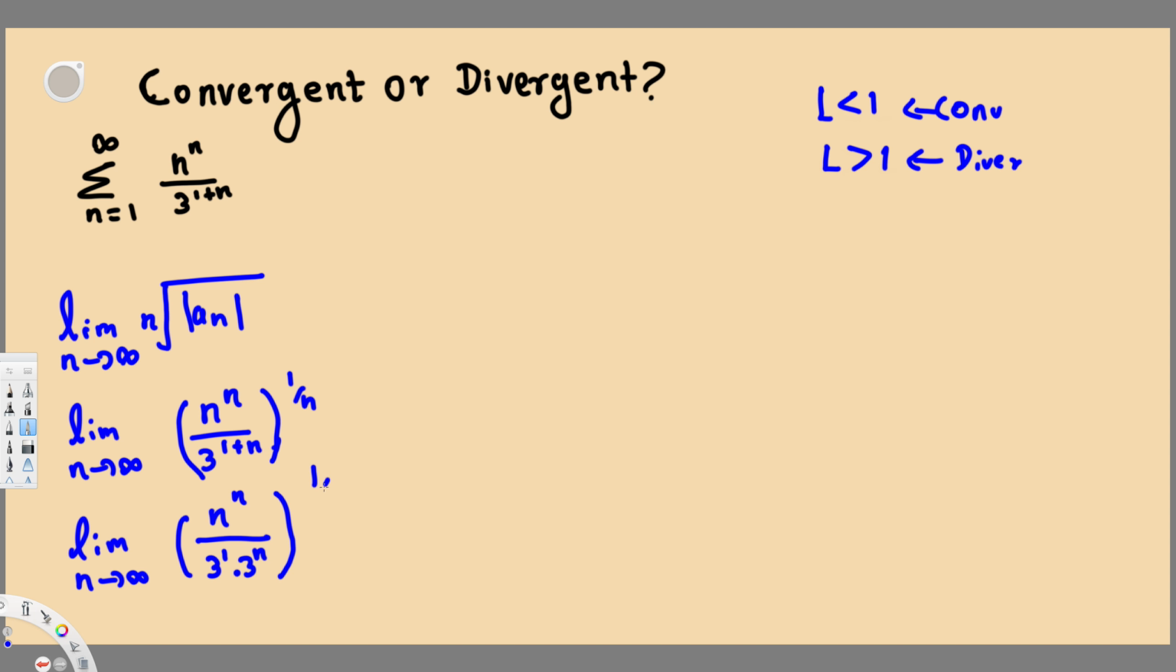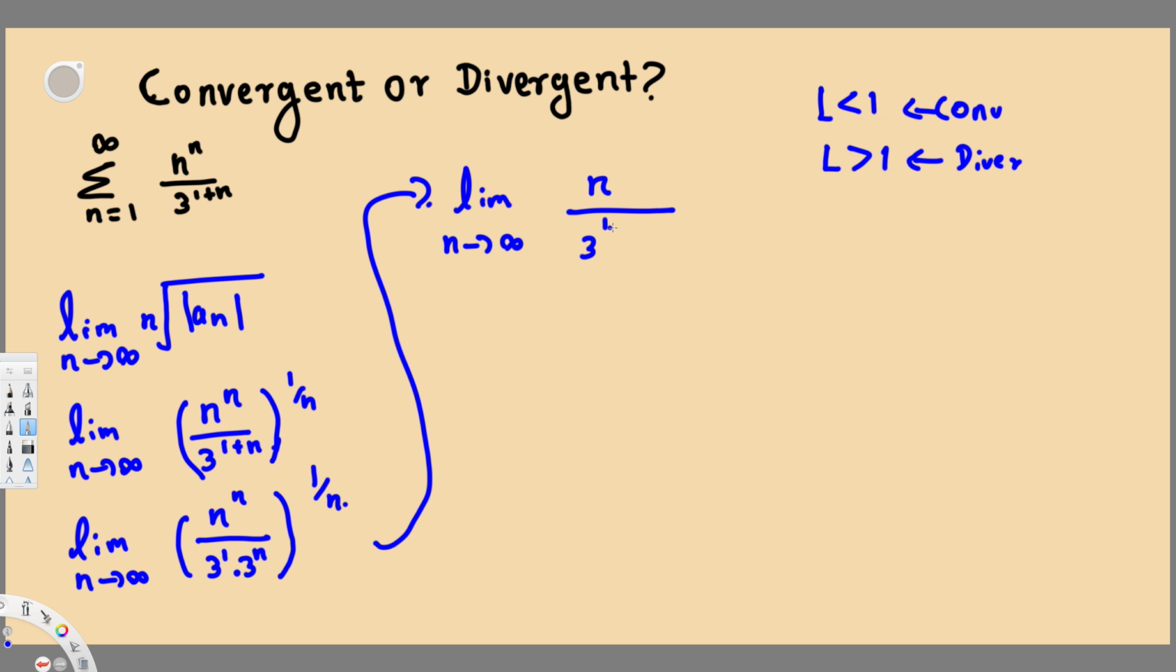So this is power 1 over n, and if we simplify this one, the limit as n approaches infinity, n and 1 over n cancel, so we are going to get n in the numerator, and in the denominator we are going to have 3 power 1 over n, and then this n cancels, we just get 3, right?